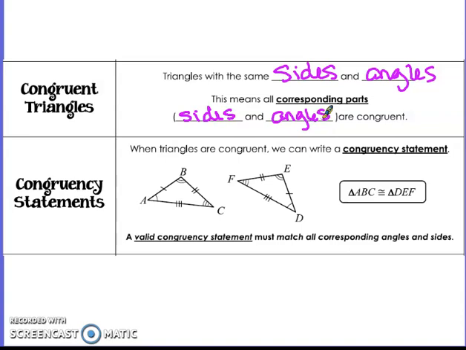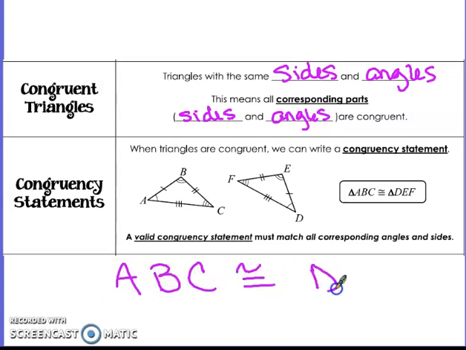Now, we already talked about congruency statements. When the triangles are congruent, we can write a congruency statement. In this case, ABC is congruent to DEF. Now, the big thing here is that if you have a valid congruency statement, it's going to match all the angles and all the sides.